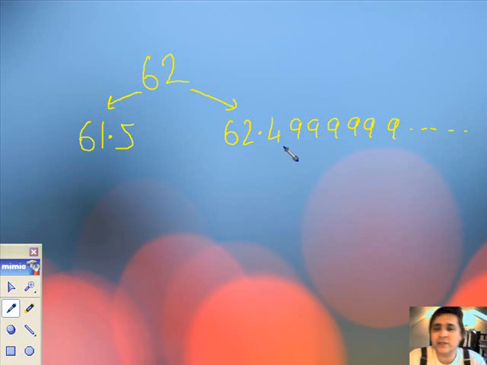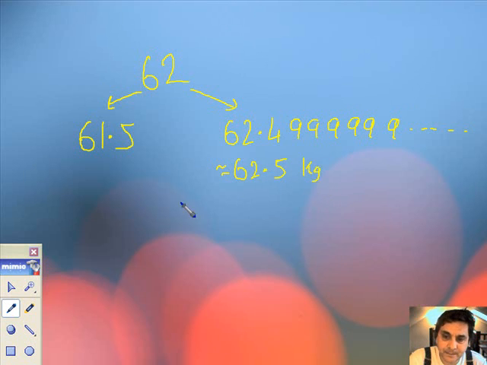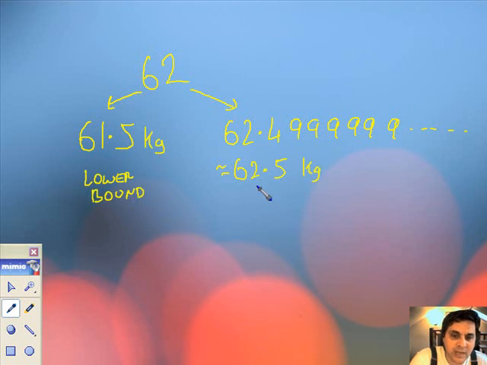However, if you're going to do a calculation involving upper and lower bounds, you can't put 62.49999 in a calculator. You're going to have to call it 62.5 kilos. And this one, 61.5 kilos. This lower one is called the lower bound, the lower limit, and this one's called the, no prizes for guessing, the upper bound, or the upper limit.